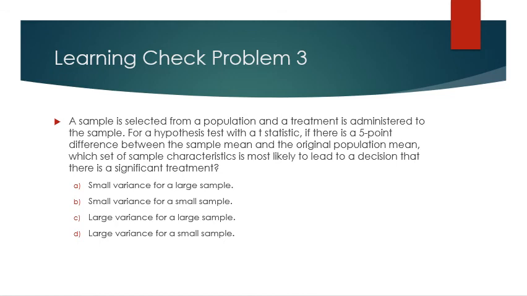Learning check problem 3. A sample is selected from a population and a treatment is administered to the sample. For a hypothesis test with a t statistic, if there is a 5-point difference between the sample mean and the original population mean, which set of sample characteristics is most likely to lead to a decision that there is a significant treatment effect? The answer would be a small variance and a large sample.